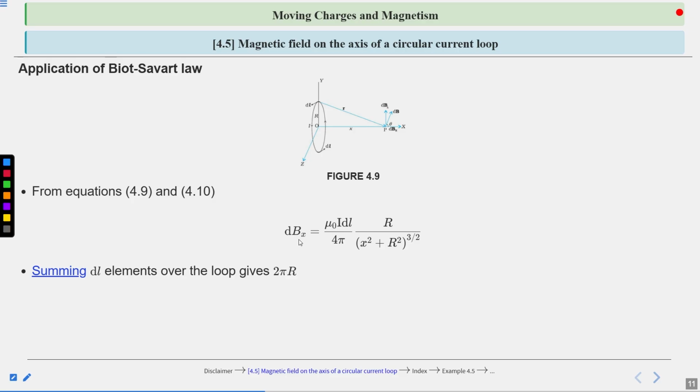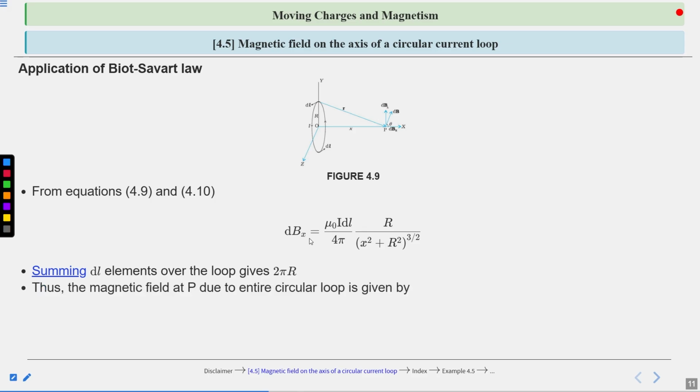What is the perimeter of the loop? 2 pi r, since it is circular. Mu naught is constant, 4 pi is constant, current is steady throughout the coil, and r is constant. We have fixed the x where we want to find the magnetic field, and r is also fixed. So what is going to be summed up? This dl. It will be summed up over the whole loop, so the perimeter of the loop will be 2 pi r. So replace dl with 2 pi r and dBx with B.